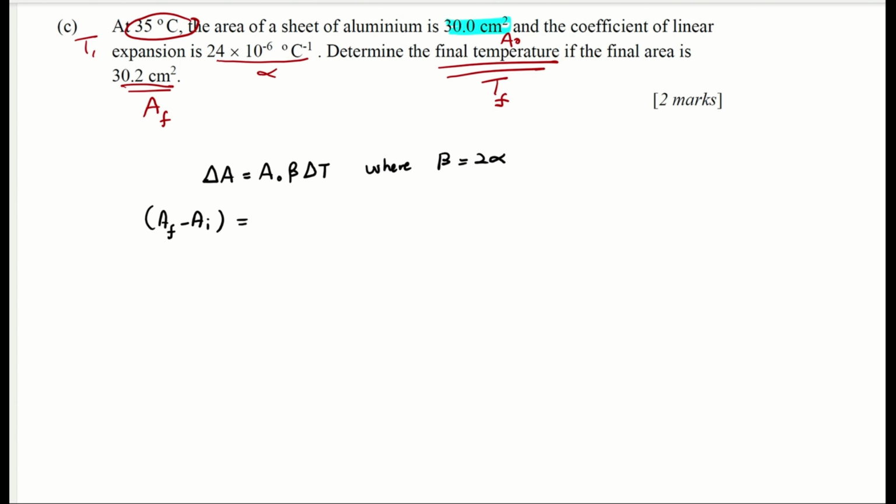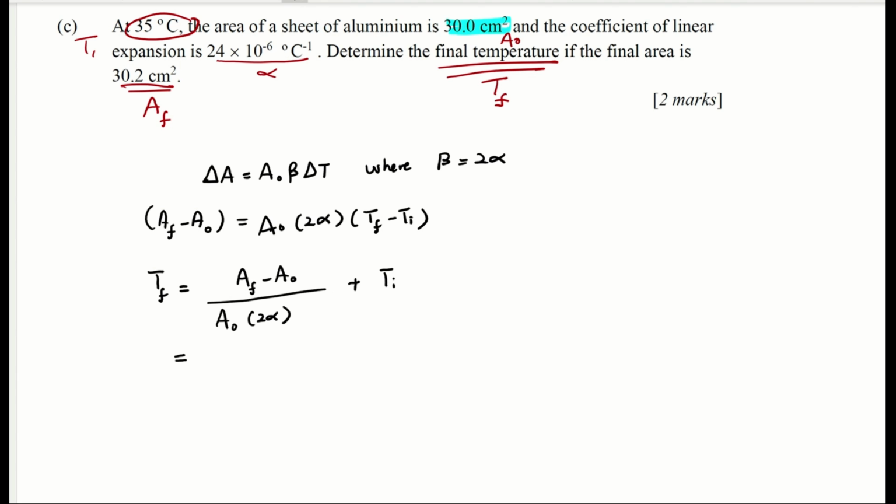And then, ataupun kita letak A naught lah, boleh juga. A initial. A initial kita dah tahu kan tadi. Nanti kita masukkan saja nilai dia lah. Beta is 2 alpha, and then delta T is T final minus T initial. So T final tu yang kita nak cari. Finally, T final, we can write that A final minus A initial over A initial times 2 alpha, and then plus T initial. So semua nilai tu kalau kita dah ada, kita boleh masukkan teruslah.